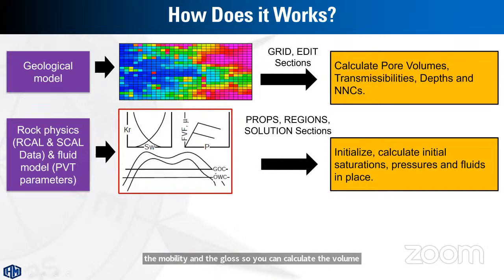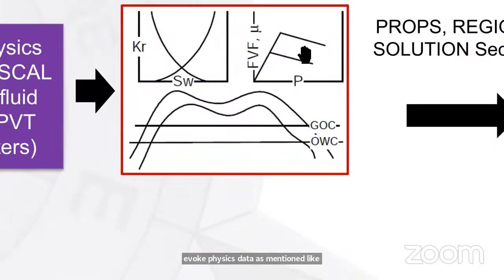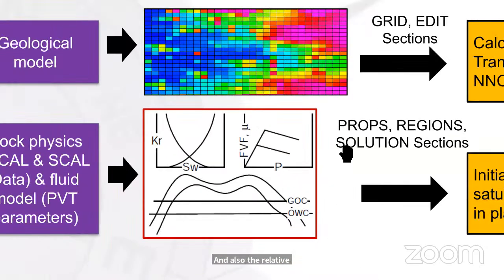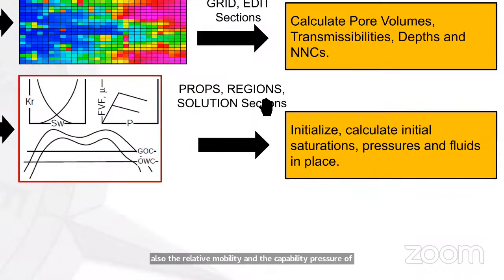Rock physics data, as mentioned, like fluid contacts, PVT data or formation volume factor, solution gas oil ratio, and so on, and also the relative permeability and the capillary pressure data, all of them will be stored in the props and solution section. It means all of this data will be used to initialize your model and calculate the initial pressure and saturation, and also calculate the in-place volume.